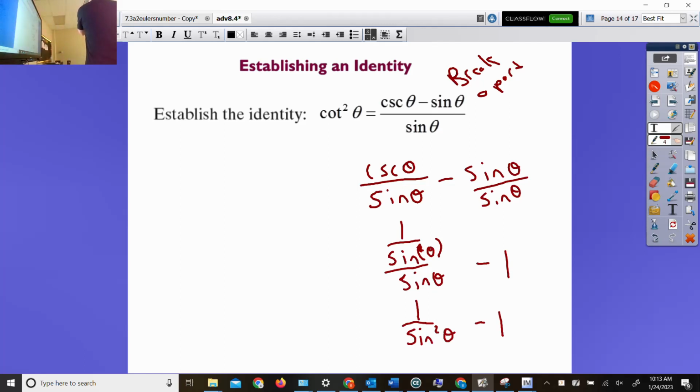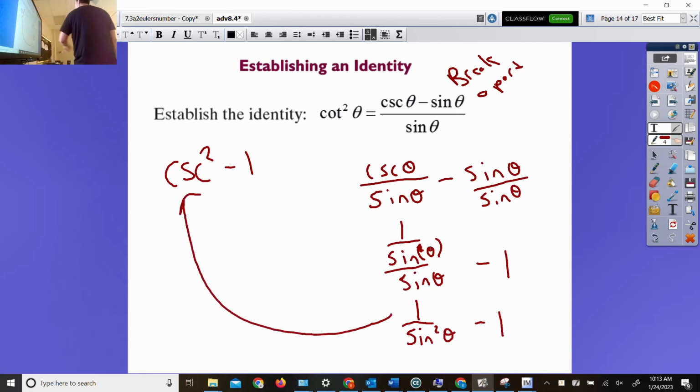Wait, that's cotangent squared, isn't it? 1 over sine squared is cotangent squared? Minus 1. Oh, sure is. Okay, guys, wait, slow that down for me, what was it? This is cosecant squared. 1 over sine squared is cosecant squared.